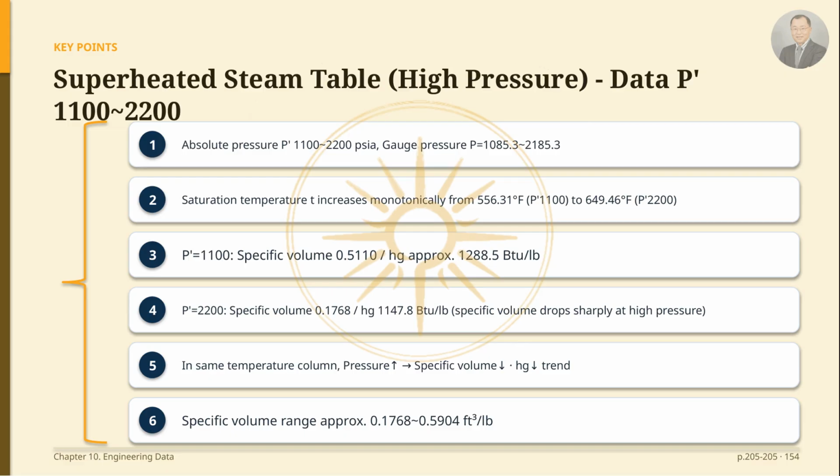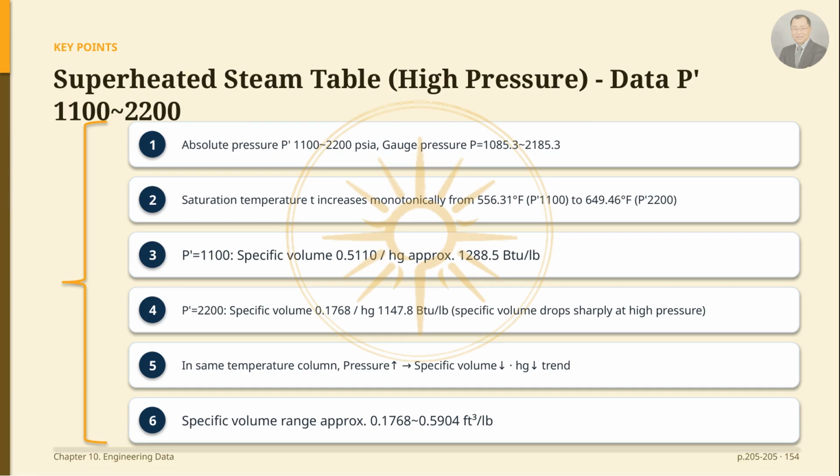I will explain the main data area of the high-pressure table. In this section, the absolute pressure P ranges from 1,100 psi to 2,200 psi. The gauge pressure P ranges from 1,085.3 to 2,185.3, and the saturation temperature T increases monotonically from 556.31 degrees Fahrenheit to 649.46 degrees Fahrenheit. Specifically, at an absolute pressure of 1,100 psi, the specific volume is approximately 0.5110 cubic feet, and the total heat Hg is about 1,288.5 BTU.